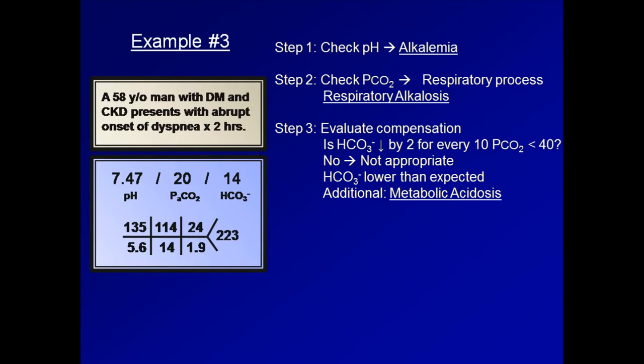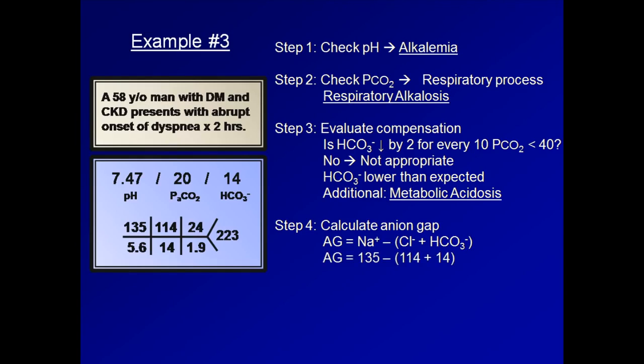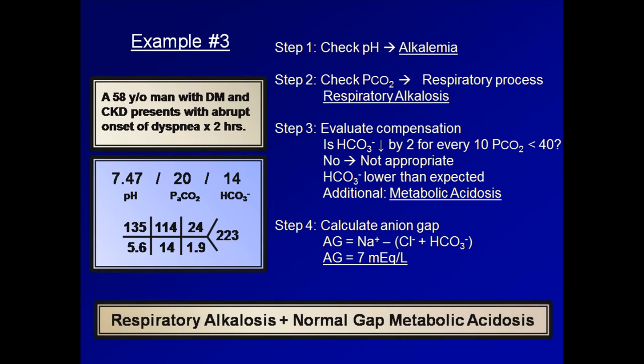For step number 4, let's calculate the anion gap. 135 minus the sum of 114 and 14 is 7. In summary then, this patient has a respiratory alkalosis and a normal gap metabolic acidosis.